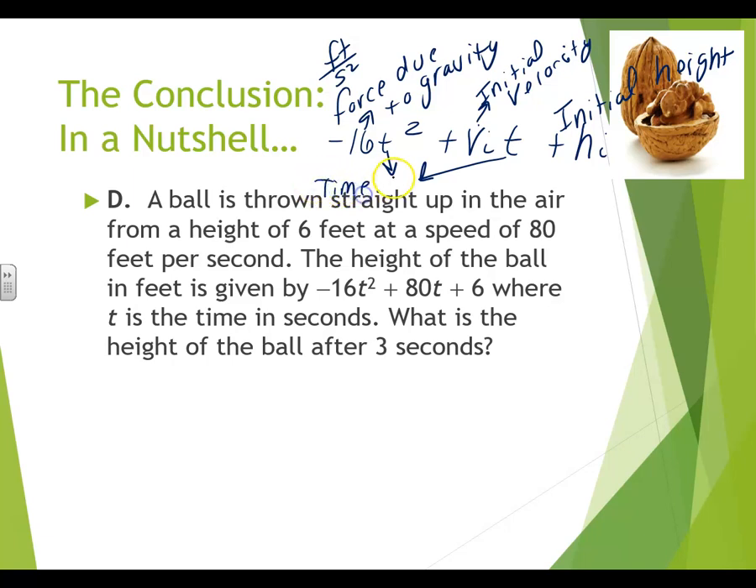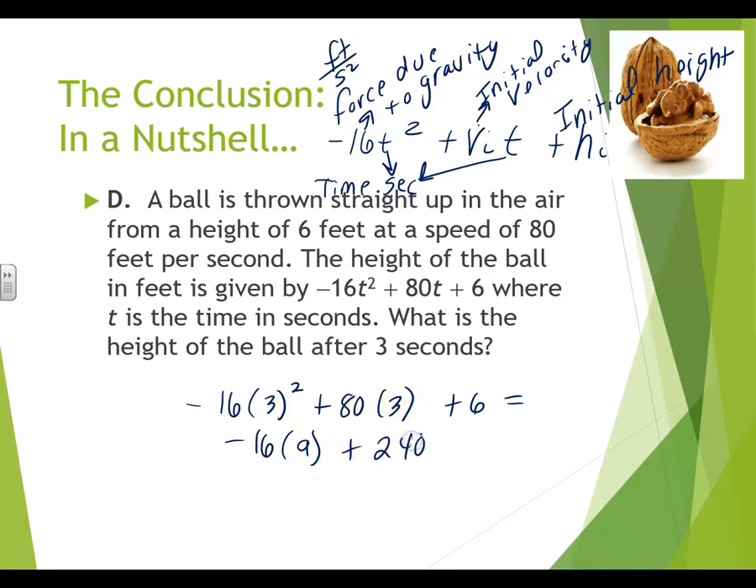Okay, this formula tells us how high an object is at a moment in time. So we're going to plug this in real quick. Negative 16 times 3 squared plus 80 times 3 plus 6. We're putting in 3 seconds because we want to know how high this ball is after 3 seconds. You can use a calculator, but we don't have time. 80 times 3 is 240. Negative 16 times 9 is negative 144, plus 240, plus 6. 246 take away 144 is 102 feet.